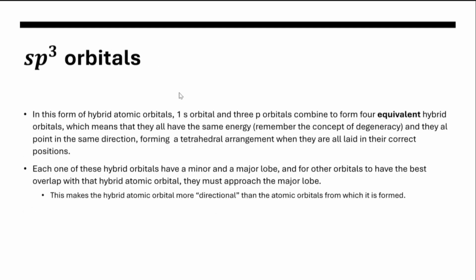So sp3 orbitals combine one s orbital, so just one s orbital, and three p orbitals to form four equivalent hybrid orbitals, which means that they all have the same energy. Remember that concept of degeneracy. And when they're all laid in their correct positions, they form a tetrahedral arrangement. And each one of these hybrid orbitals has a minor and a major lobe. For other orbitals to have the best overlap with a hybrid atomic orbital, they must overlap with that major lobe since it's bigger. Now, this makes the hybrid atomic orbital more directional than the atomic orbitals from which it's formed.